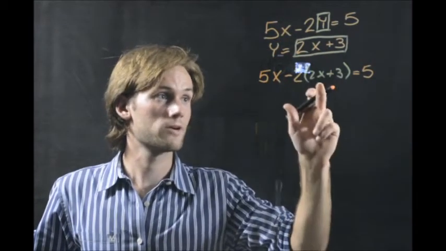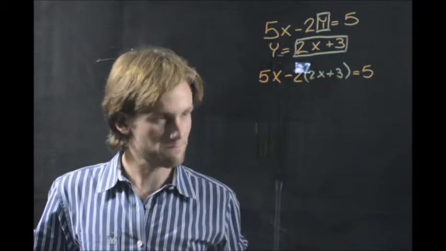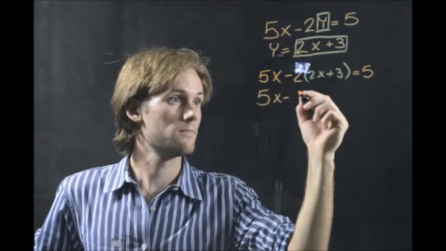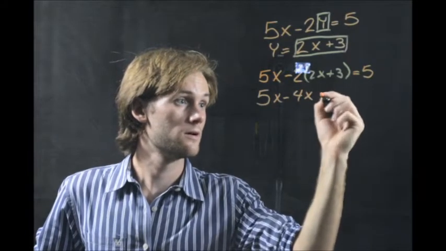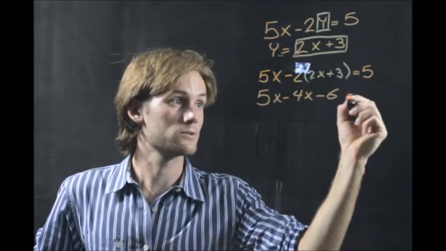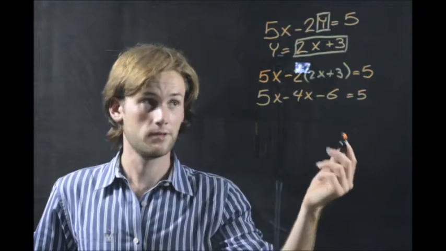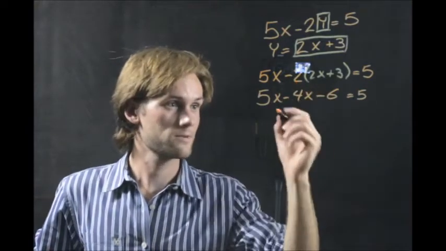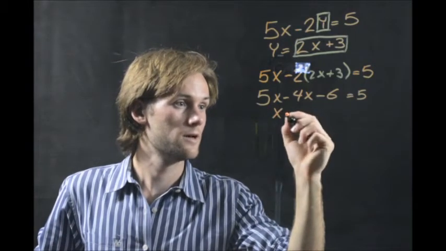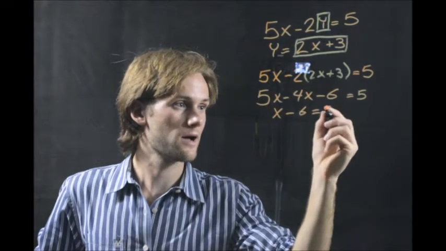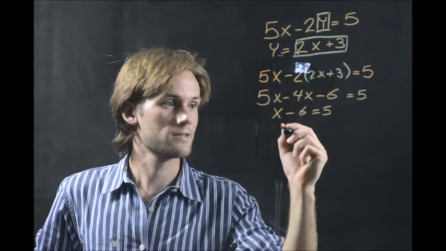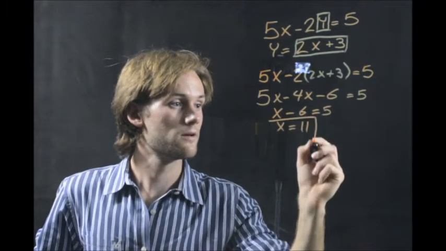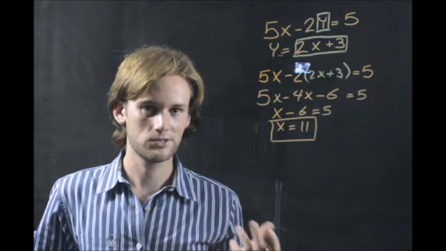Now we just have one variable. We can solve that really easily. Okay? 5x minus 4x minus 6 equals 5. So what we did there, we had the distribution of negative 2. Next step, we can say x minus 6 equals 5. And lastly, x equals 11. Half of our answer already.